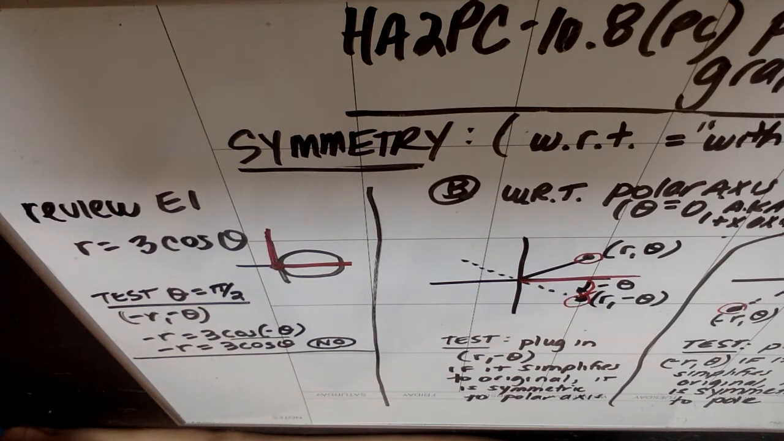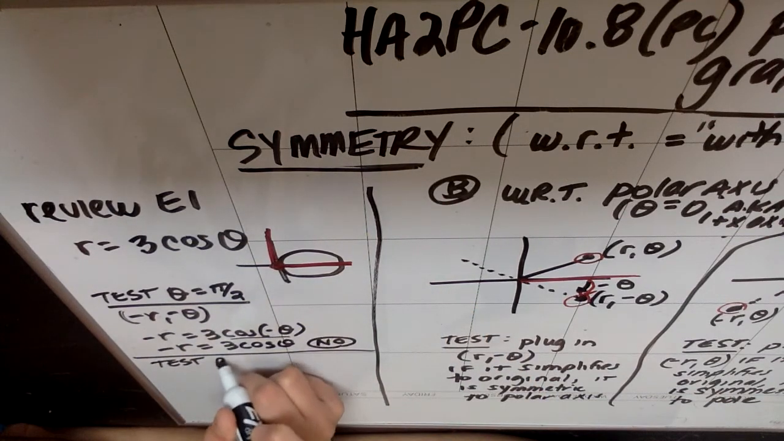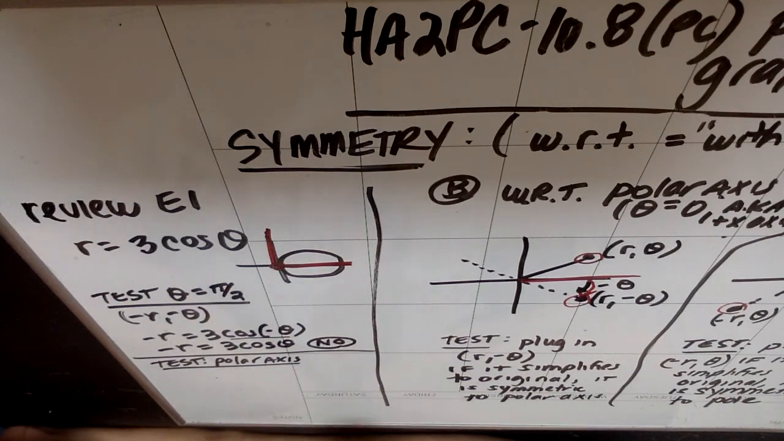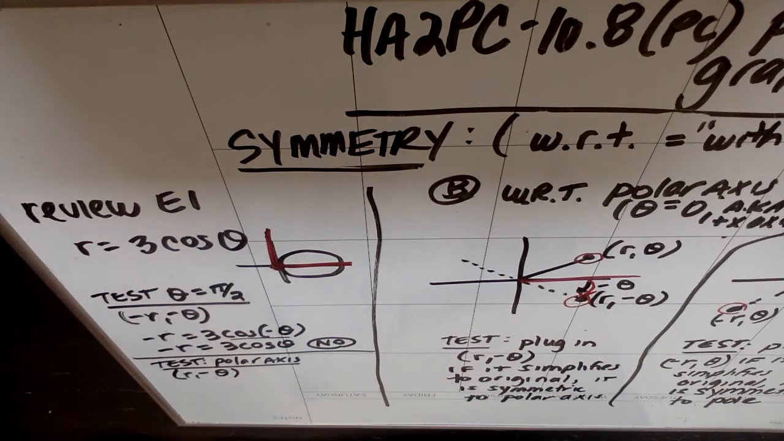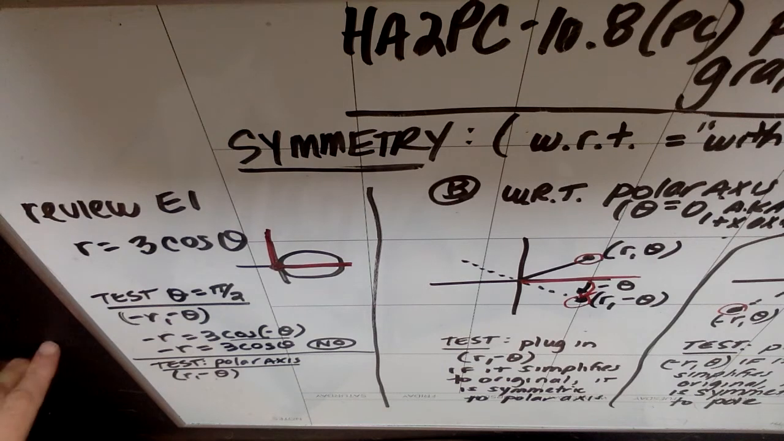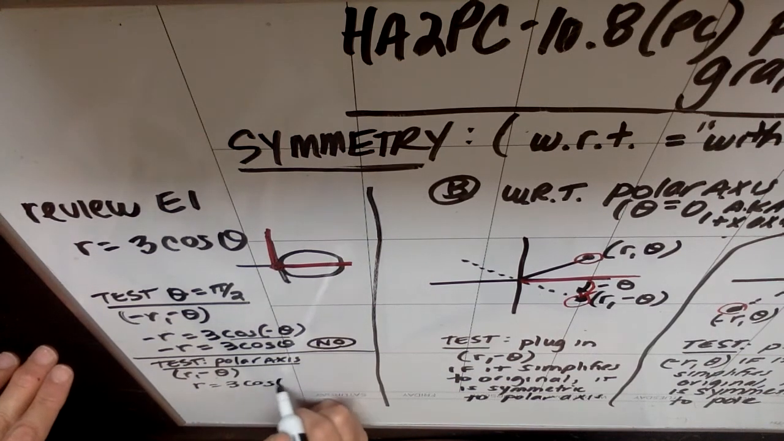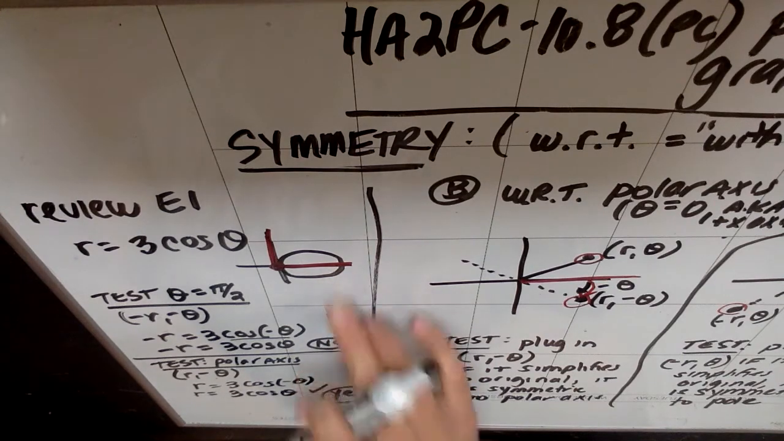If I test it with respect to the one that I know should work, the polar axis, I would use the point r comma negative theta. And again, I don't need you to memorize which points you're using to test which thing. You just need to be able to apply them if they're handed to you. So if I try plugging this in, I get r equals 3 cosine of negative theta. But as we just saw previously, because cosine's an even function, that's just the same as 3 cosine theta. Well, that's my original. So yes, I have symmetry with respect to the polar axis, which you could see from the graph we did in example 1.